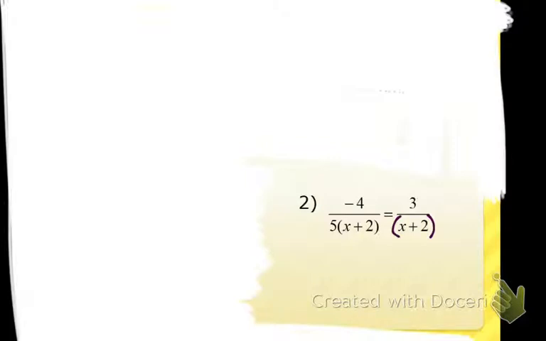So when we started off, we were going to be taking our cross products. So -4 is going to get multiplied to what? X plus 2. Good. What symbol do I want to write next? Equals. Now, I'm taking 3 times what? 5 times x plus 2.